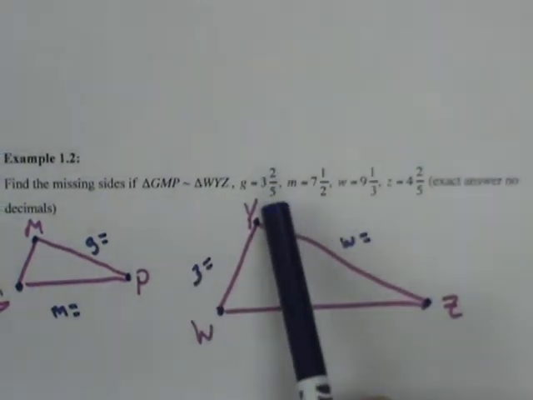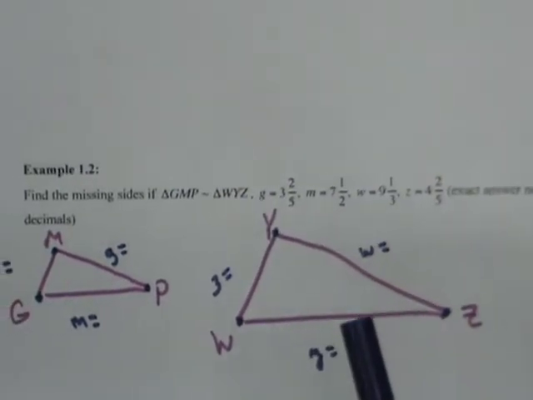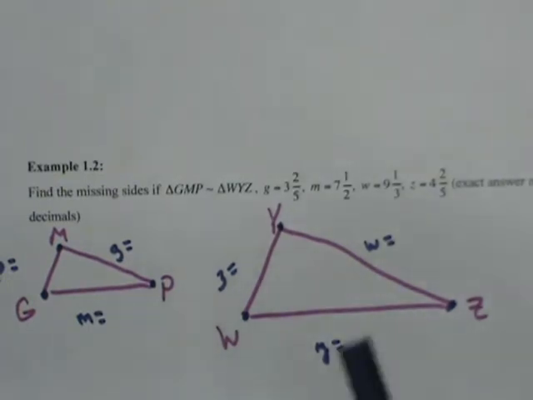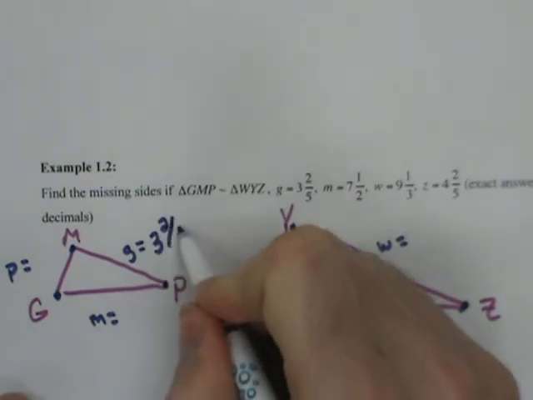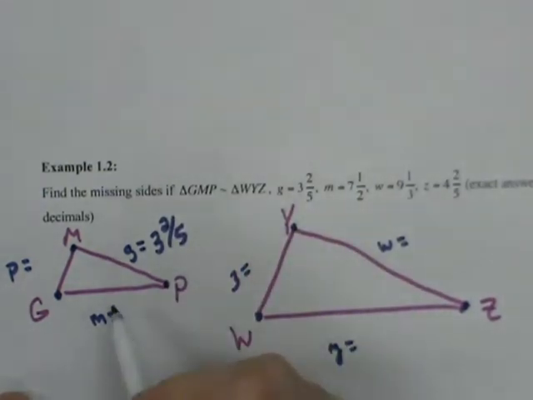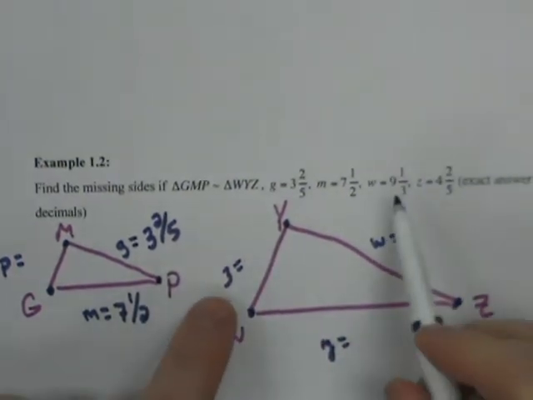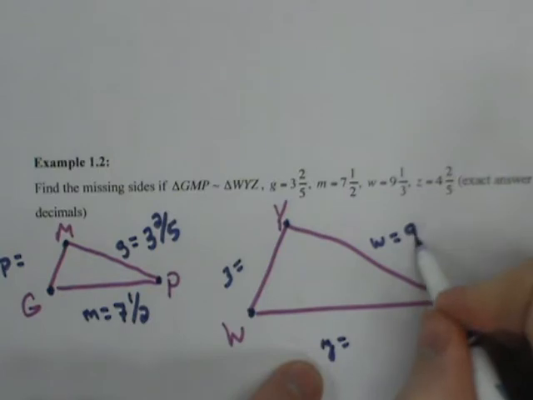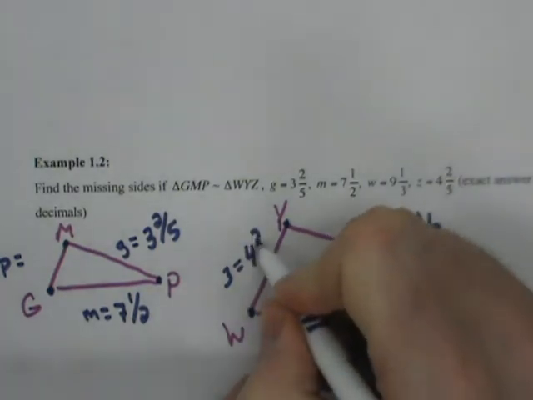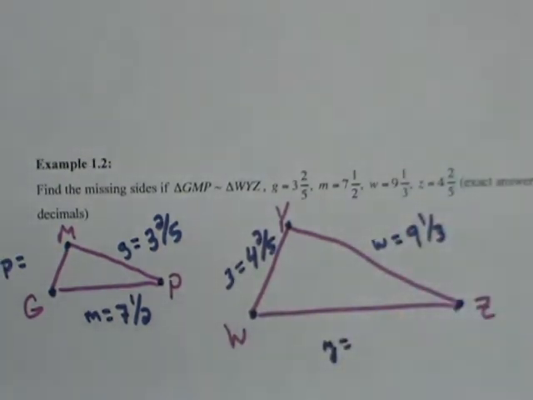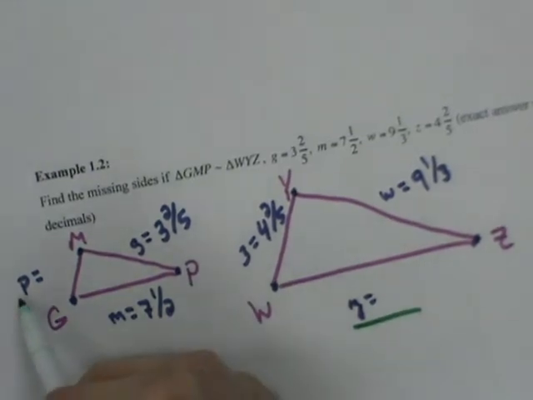And then I go in here and I have to look at the values. For this problem, I threw a bunch of mixed numbers in here because we need to be masters of using our calculator. So this says that G is 3 2/5. M is 7 1/2. W is 9 1/3. And Z is 4 2/5. Now I have two values that I need to find, two sides. I need to find little y and little p.